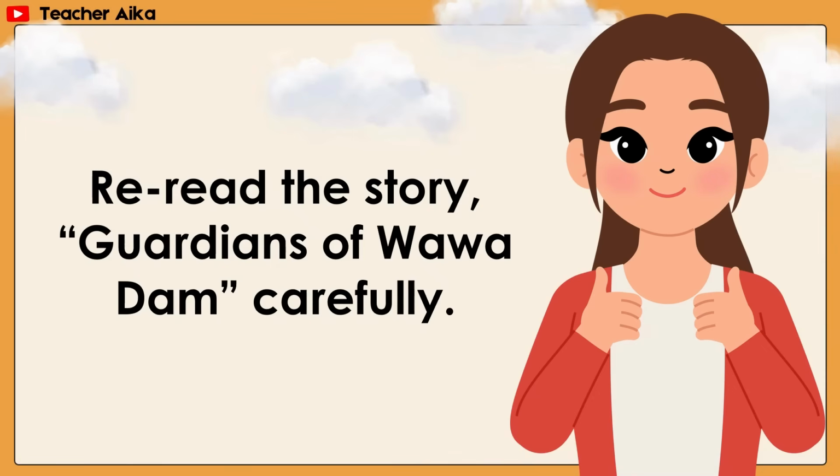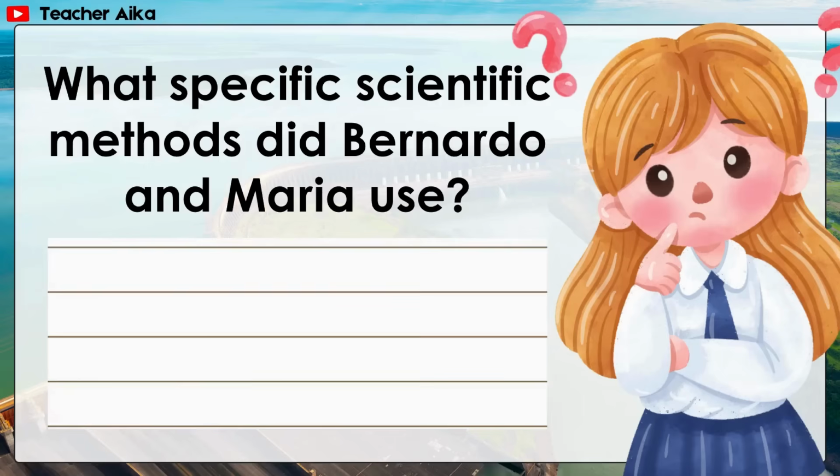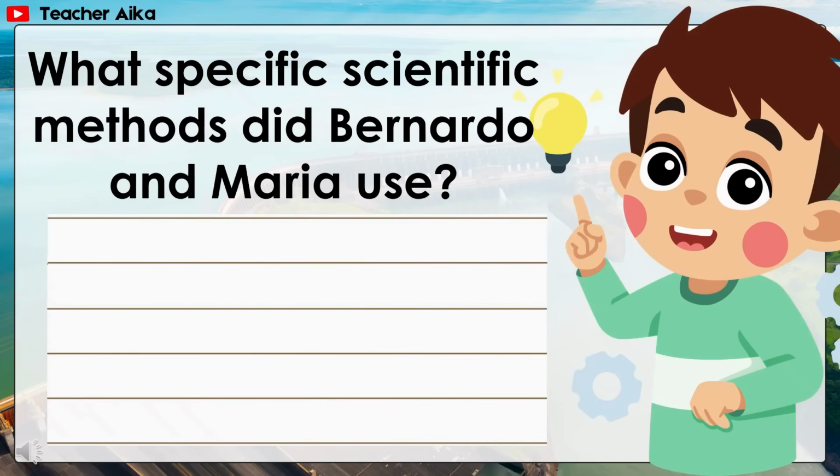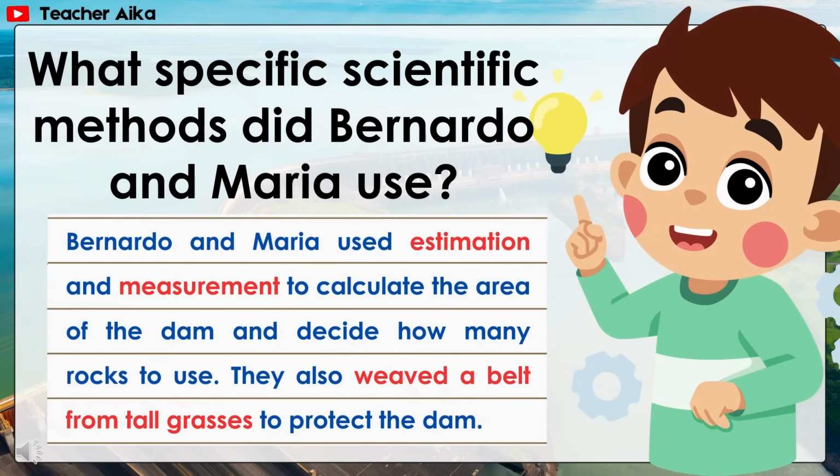Reread the story, Guardians of Wawa Dam, carefully. Let us answer the questions. What specific scientific methods did Bernardo and Maria use? Answer: Bernardo and Maria used estimation and measurement to calculate the area of the dam and decide how many rocks to use. They also weaved a belt from tall grasses to protect the dam.